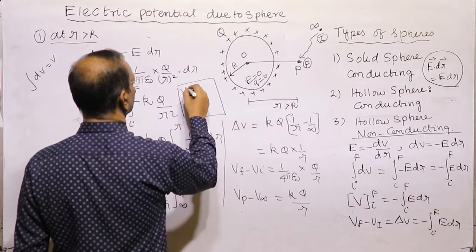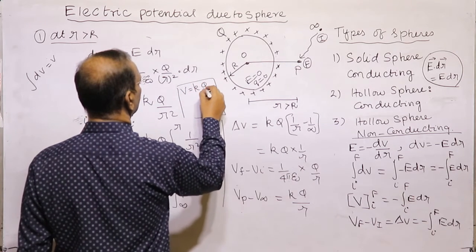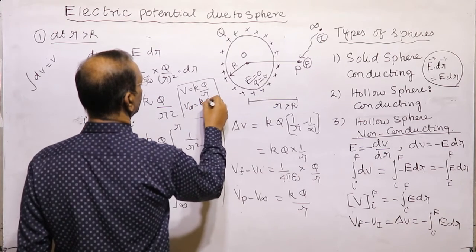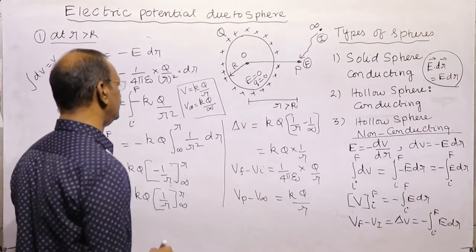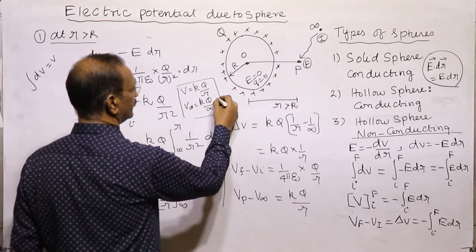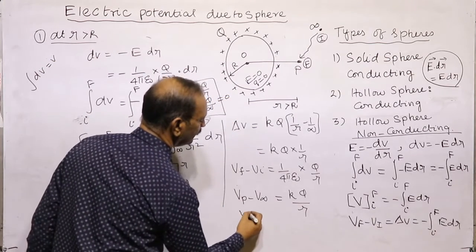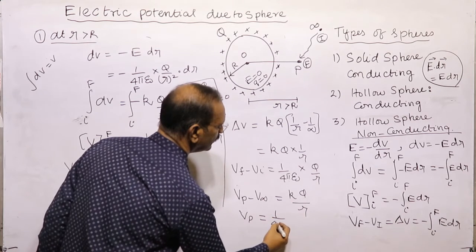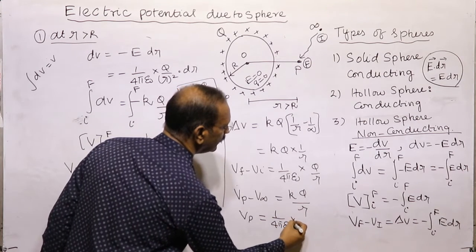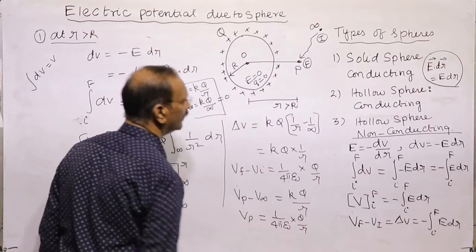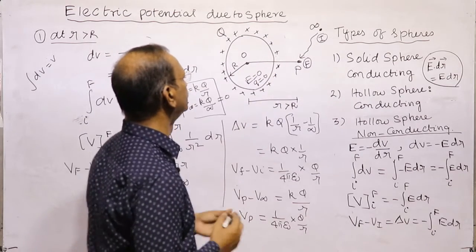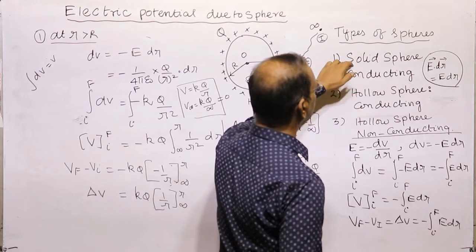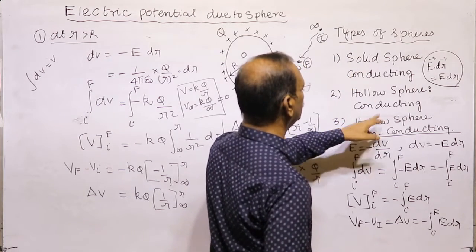Since potential is equal to k into q by r, V at infinity is equal to k into q divided by infinity, and anything divided by infinity is equal to 0. Therefore V at infinity minus 0, we need not write. So k, which is 1 by 4 pi epsilon naught, into q divided by r, where r is the distance outside the sphere. What type of sphere? It is solid sphere, hollow sphere, solid sphere conducting, hollow sphere conducting, hollow sphere non-conducting.